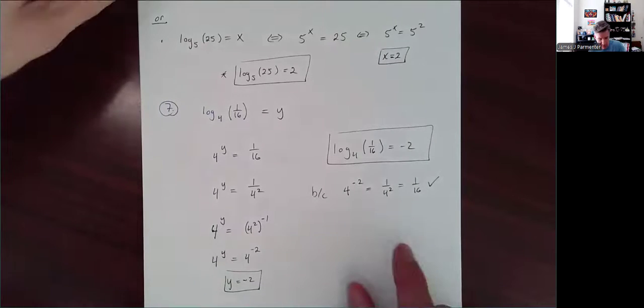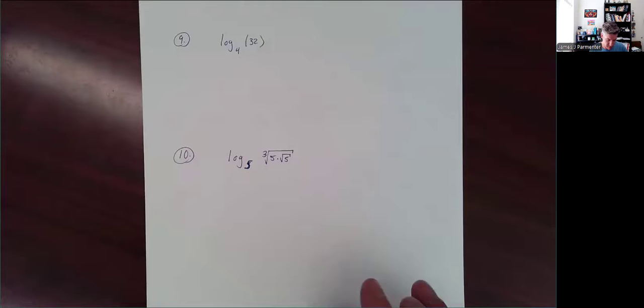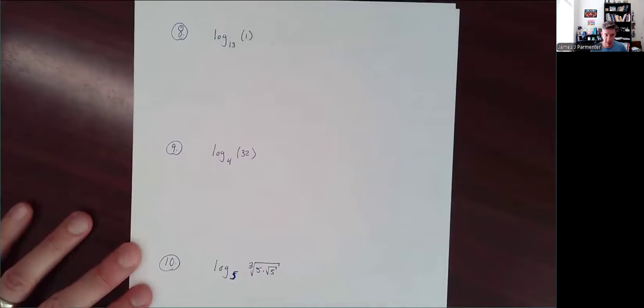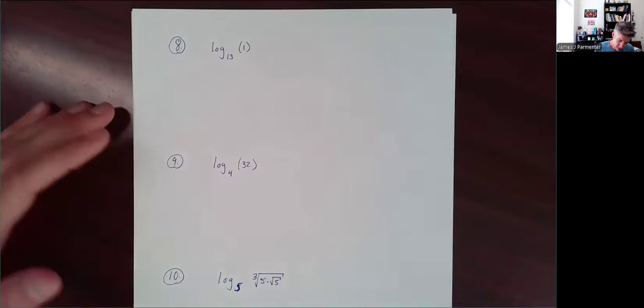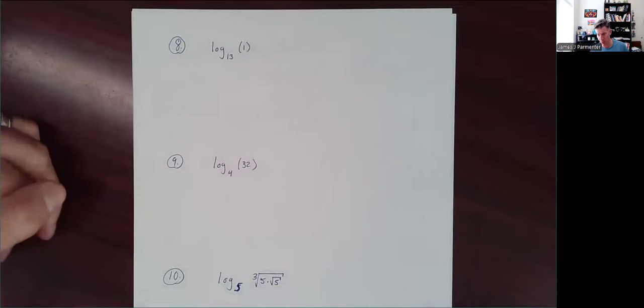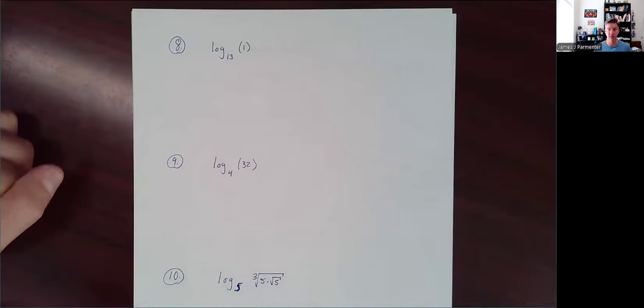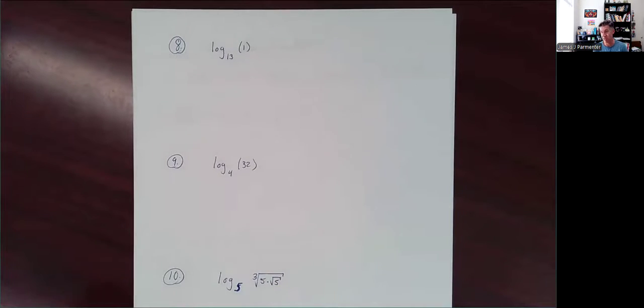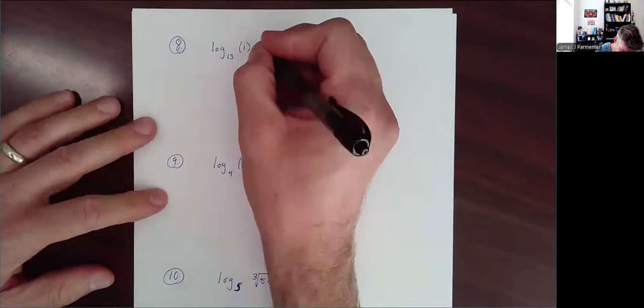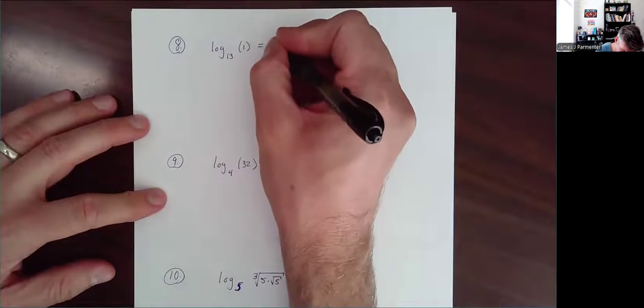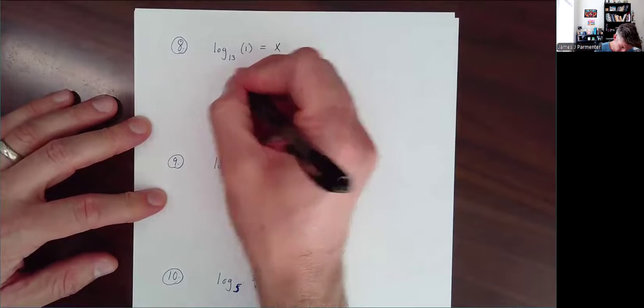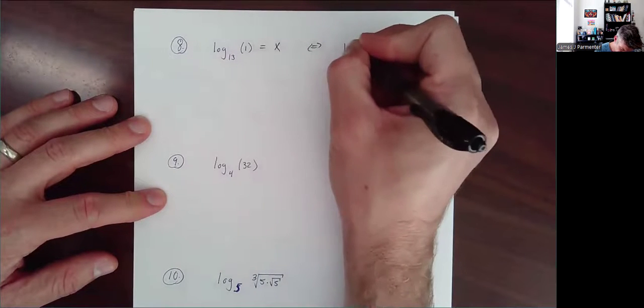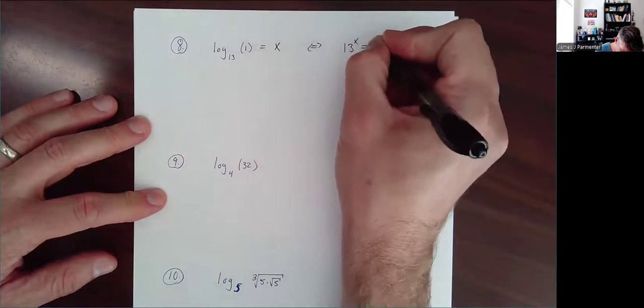All right, I have a few more examples. They get a little bit more challenging. Log base 13 of 1. 13 to what power equals 1? Well, the nice thing about 1 is that if 1 is your argument, the answer is always going to be the same. Let me just remind you, if I say this is equal to x, I'm going to rewrite this as 13 to the x equals 1.